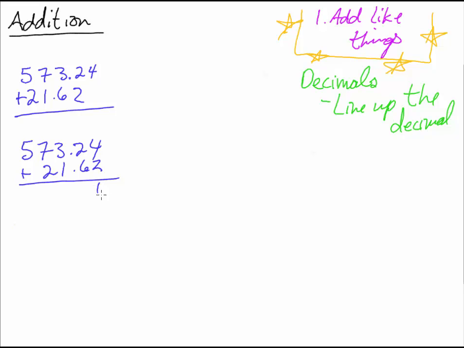4 plus 2 is 6. Good. Look, 6 stays in the hundredths column. Decimal comes straight down. 2 plus 6 is 8. 3 plus 1 is 4. 7 plus 2 is 9. And 5. And there we go. As long as everything is lined up by this decimal point.